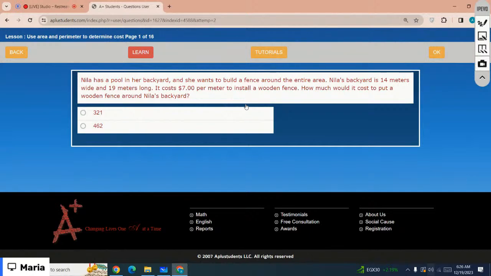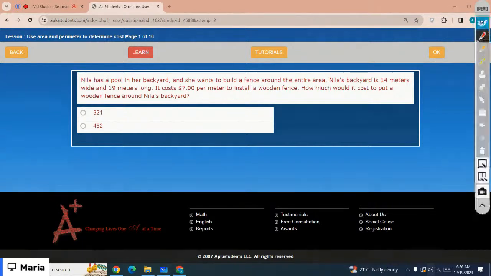So you have to calculate the total cost of the fence, right? So first of all, let's just understand the question. Neela has a pool in her backyard, right? For example, the pool is like this, right? This is the pool. The dimensions are 14, 14, 19, and 19. Neela has a pool and she wants to build a fence around the entire area. So for the entire area, she wants to make a fence.